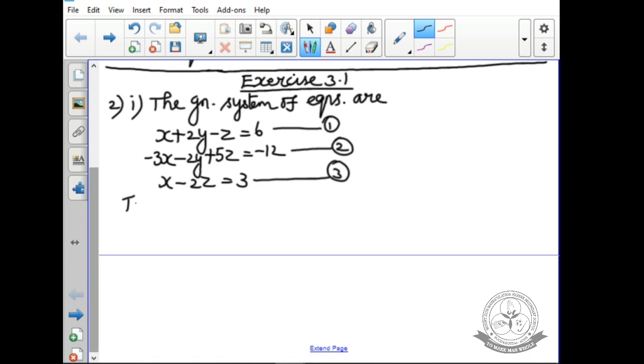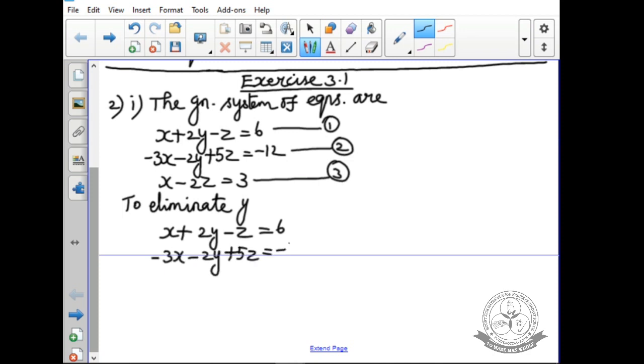First analyze the equations and come to the conclusion which variable you want to eliminate. In the first two equations there are three variables, whereas in the third equation the variable y is missing. Here we have plus 2y and minus 2y, so we can add. Write the equations again: x plus 2y minus z equal to 6, minus 3x minus 2y plus 5z equal to minus 12.